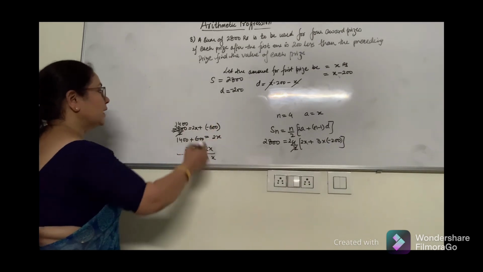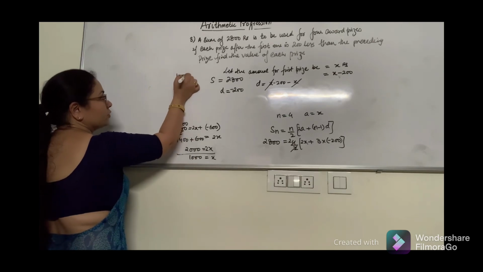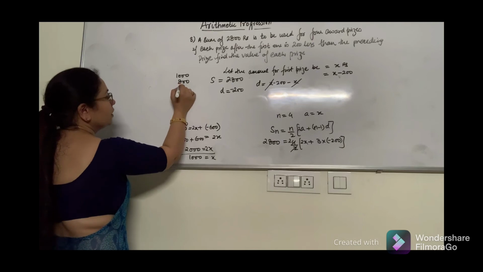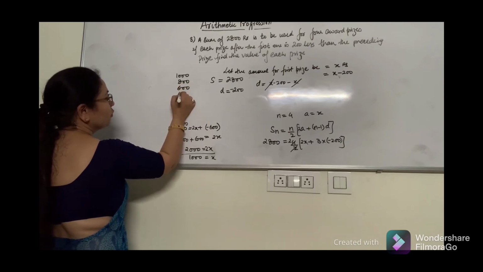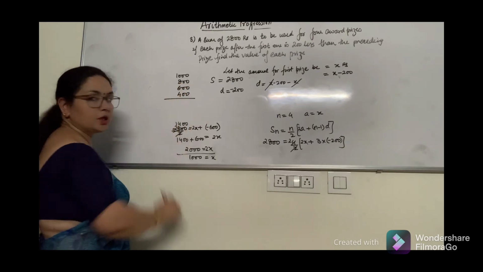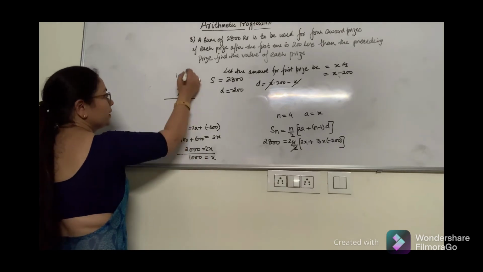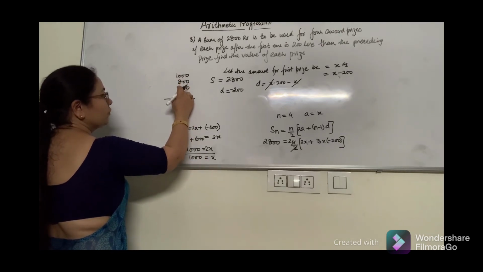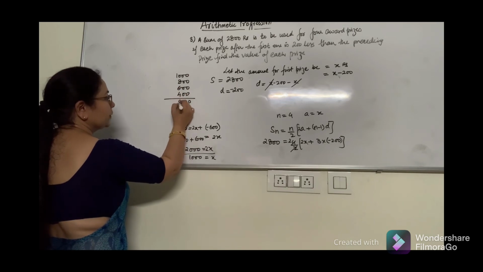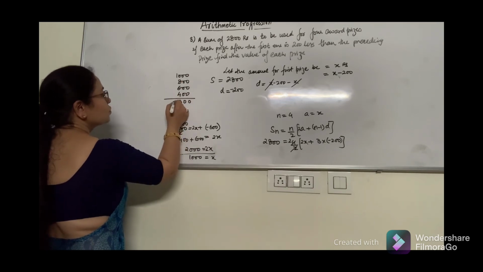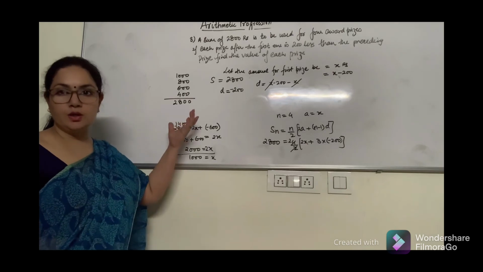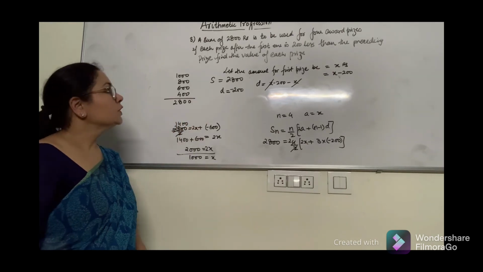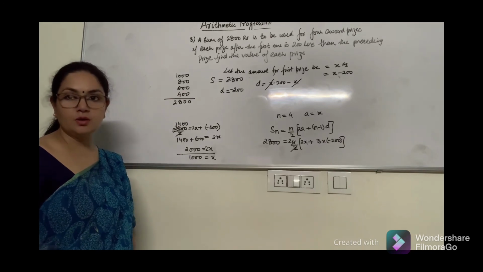Let us check the answer once again. The first prize is 1000 rupees, the second prize will be 800 rupees, the third prize will be 600 rupees, and the fourth will be 400. The sum should be 2800 only. 1000 plus 800 plus 600 plus 400 gives 2800. So the sum is 2800, right? Pause the video to note it down.